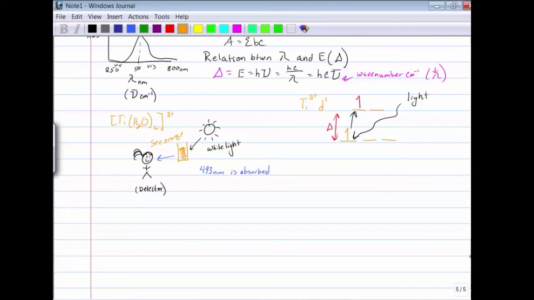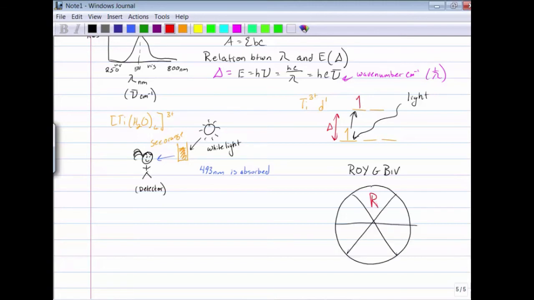If I tell you what color a compound is, you should be able to tell me about where in the visible spectrum the compound is absorbing light. And there's a cheater way to do this. Remember Roy G. Biv? I'm sure you have learned this in physics. Red, orange, yellow, green, blue, indigo, violet.